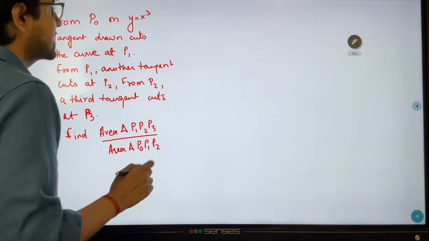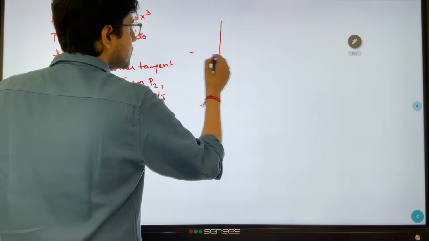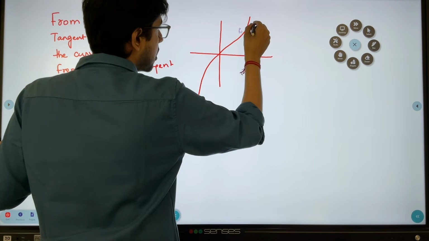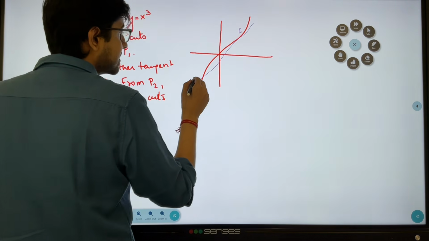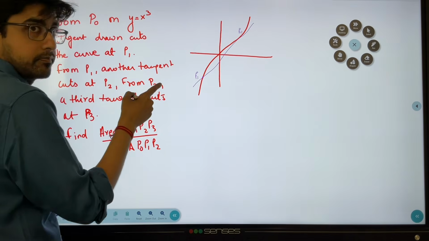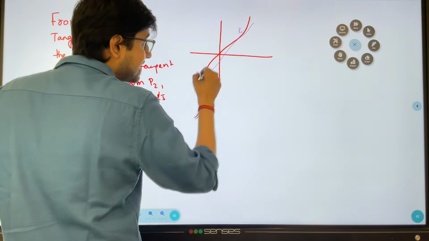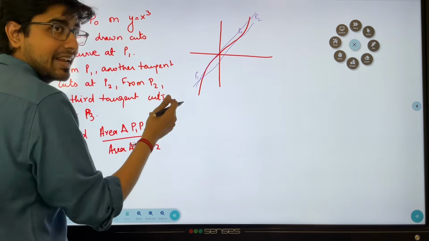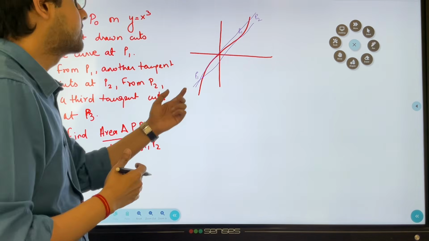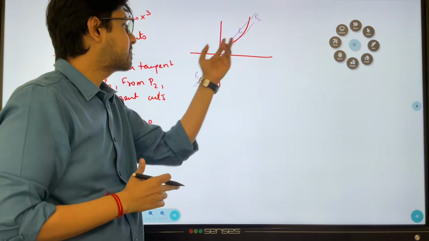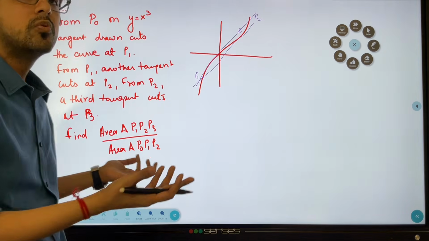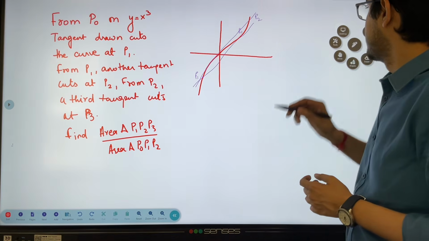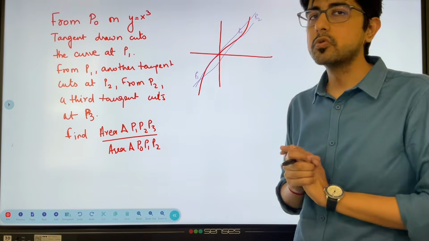Let's first understand what's happening in the question. So we have the curve y is equal to x cube. From the point P0, I will draw a tangent that cuts the curve at P1. From P1, I will again draw another tangent that is going to cut the curve at P2, and then another tangent. So this keeps happening. We essentially have to first find the coordinates P0, P1, P2, P3, and then using matrices or determinants we can find the ratio of the areas. Let's understand how to do this question.